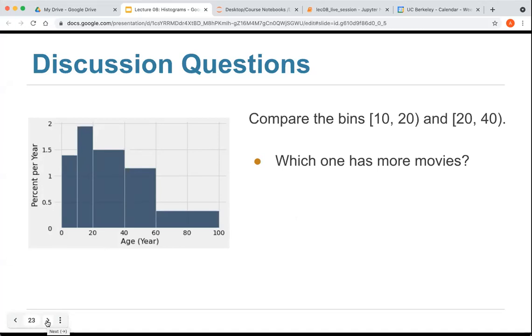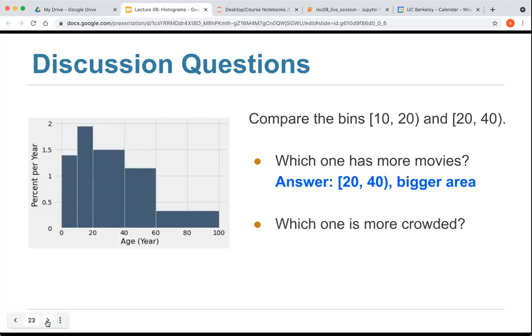20 to 40. Notice you are hardly using the axis at all. Your eye is just picking that up. Okay, so yes, your answer is 20 to 40 because it has bigger area. But which one is more crowded? What measures density? Well, that is measured by height. And so the bar on the left, the 10 to 20 bar is taller.